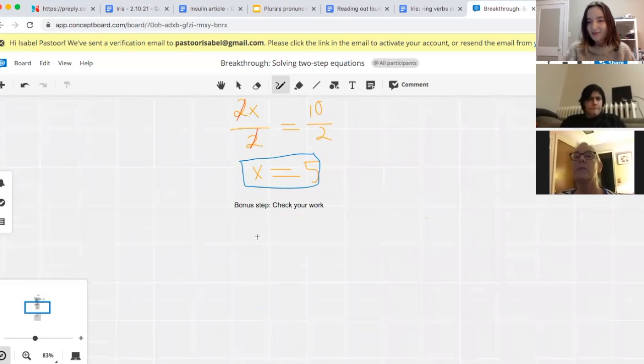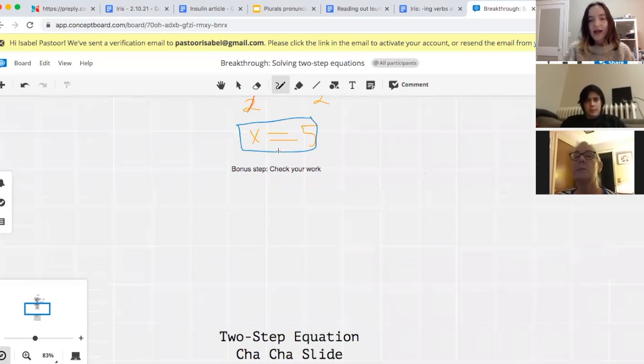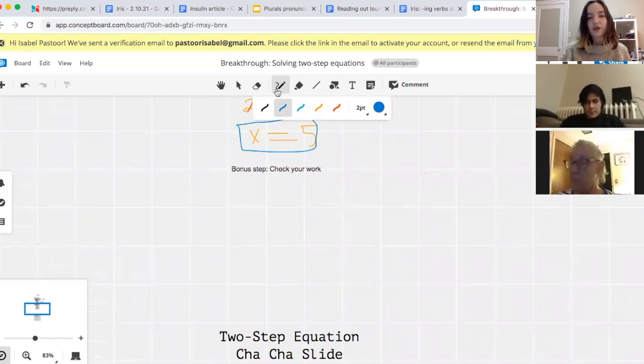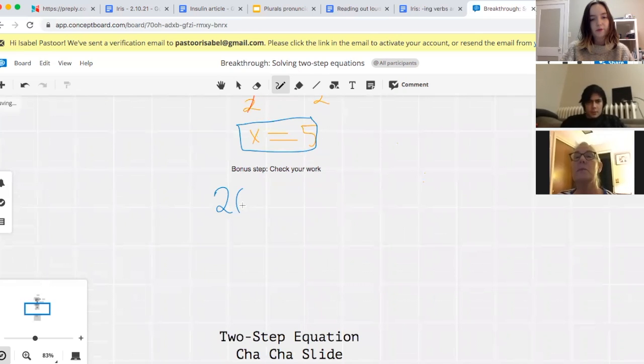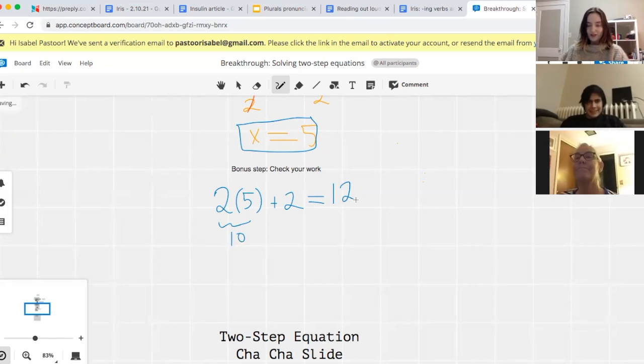And then the bonus step is to check your work. And how we check our work is we plug in our 5 for x into our original equation to see if we get 12 out. So our original equation was 2x plus 2 equals 12. So we're going to replace x with 5. 2x plus 2. So what does this equal? Well, 2 times 5 is 10. Plus 2 is 12. And so we know we are right. Checking your work is super important.